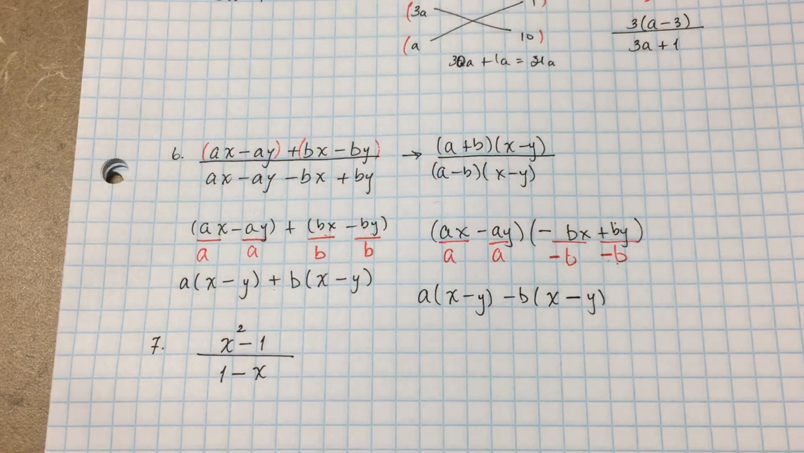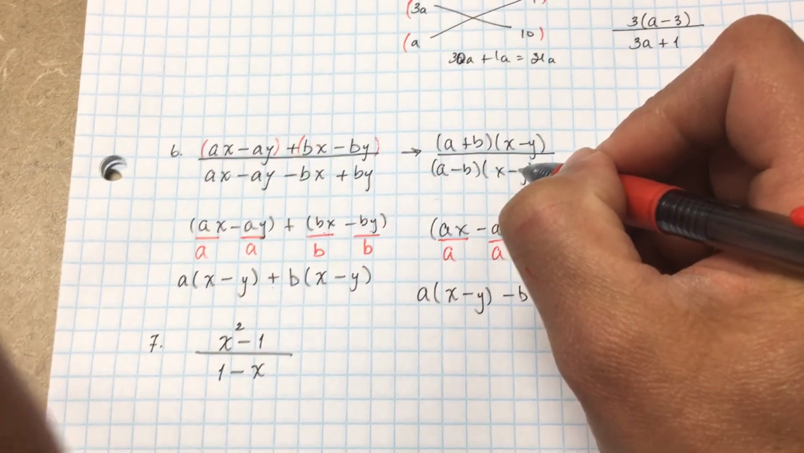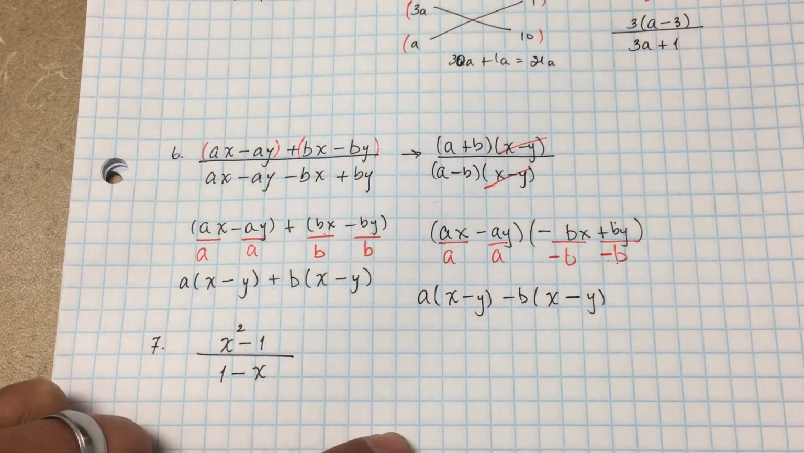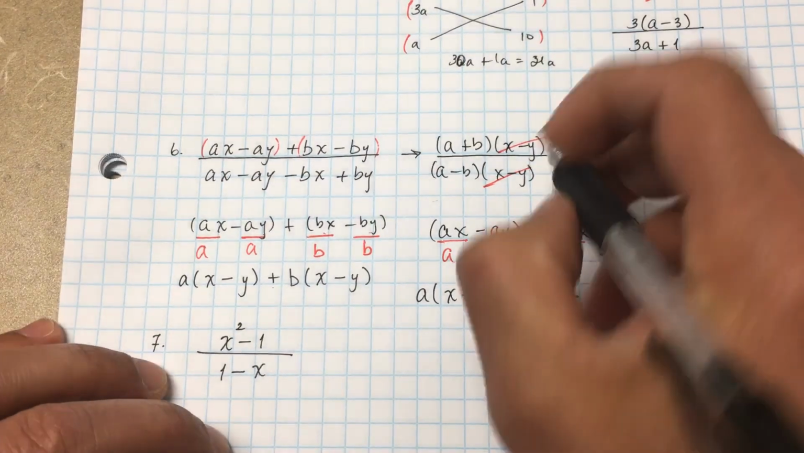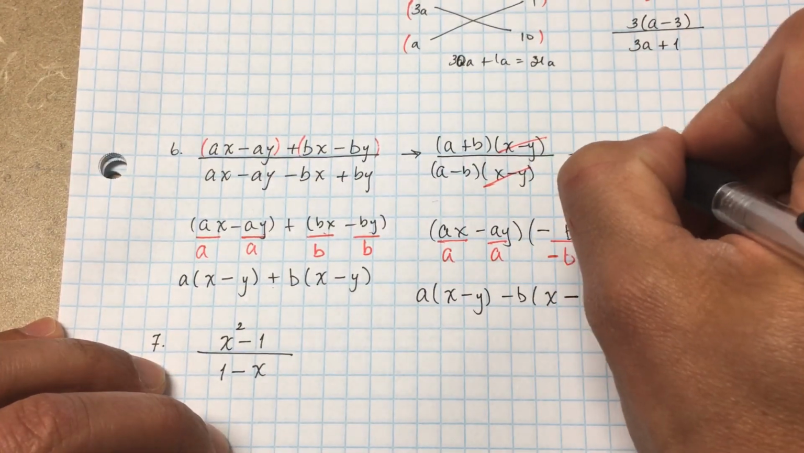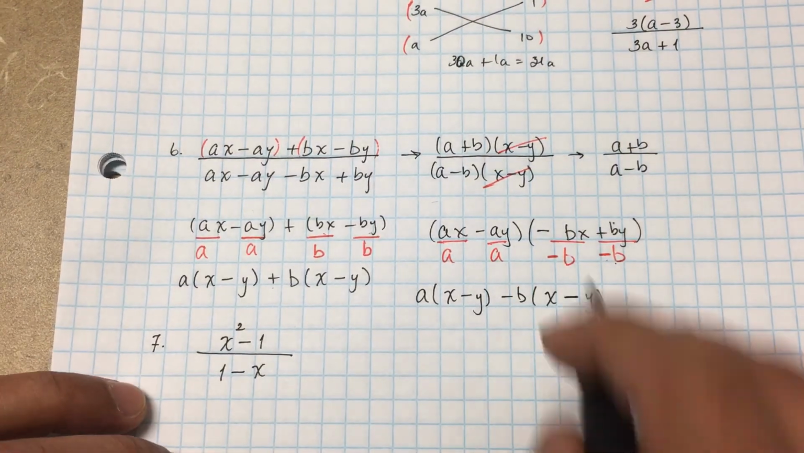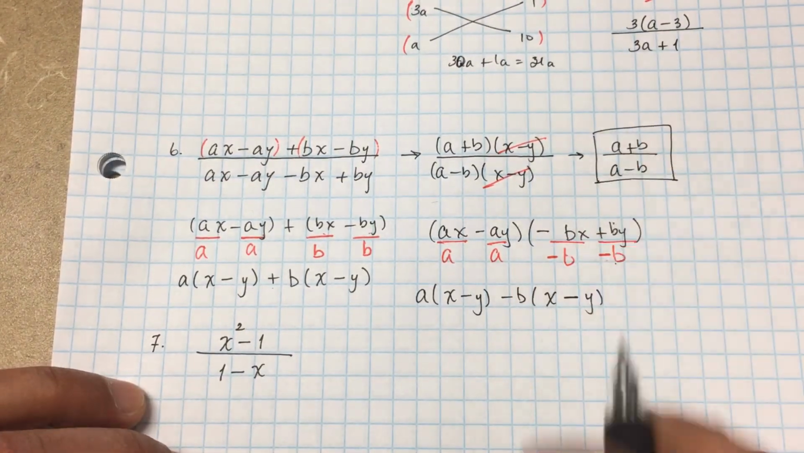And now that we factored them out, these guys, sorry about that, guys. These guys factor out. Okay, and what's my answer? You can see it, a plus b over a minus b. And that's it. Eso es todo. This is my answer. Okay?